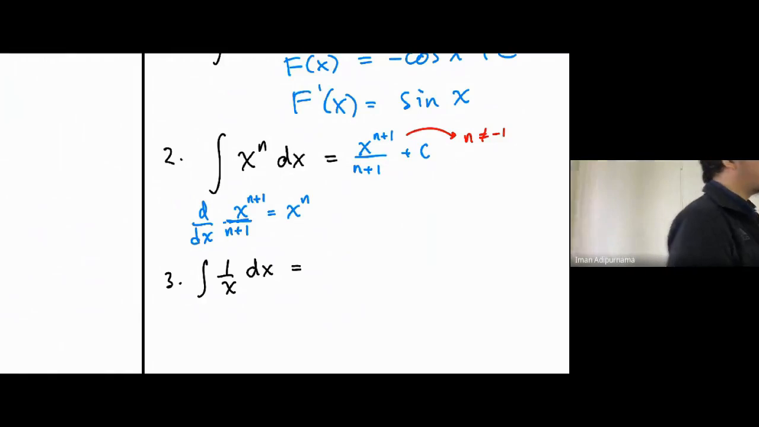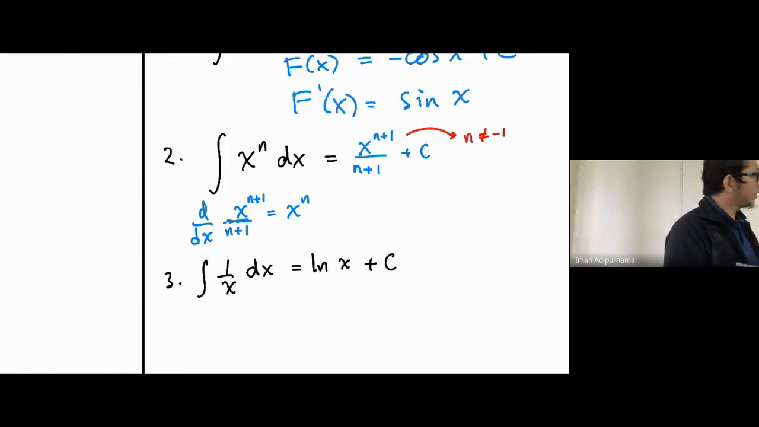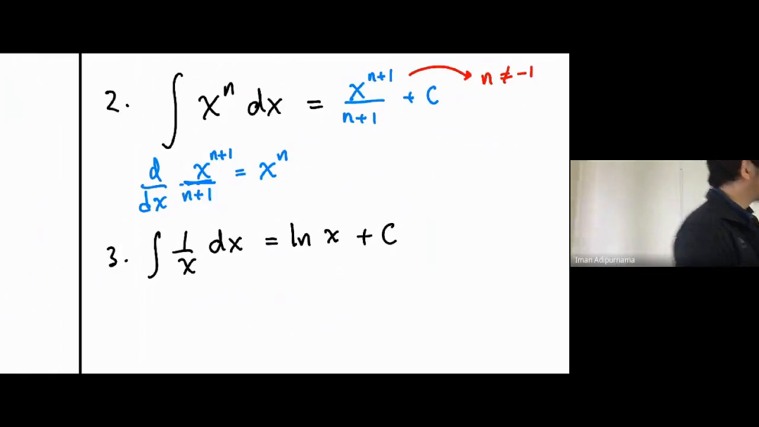So what function, when you derive it, becomes 1 over x? Log, right? The natural log. So let me write this as ln x plus c. And there is something special in this log. The correct way to write the ln x, okay, you need to have the absolute value. So you need to have the absolute value here.